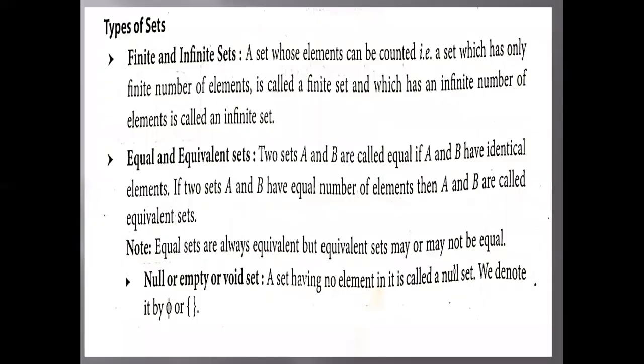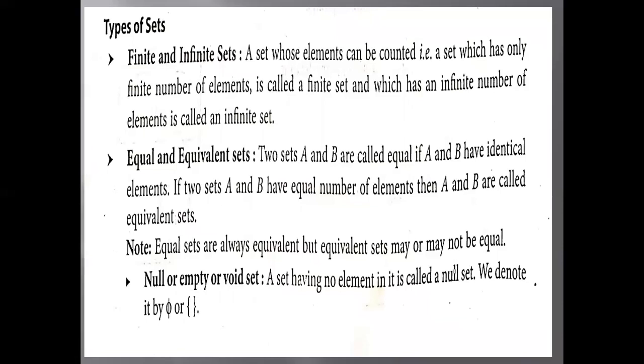Types of sets. We will define two types of sets here. One is finite and infinite sets, and the next is equal and equivalent sets. A finite set is a set whose elements can be counted. If it is not possible to count the number of elements present in the set, that is called an infinite set.